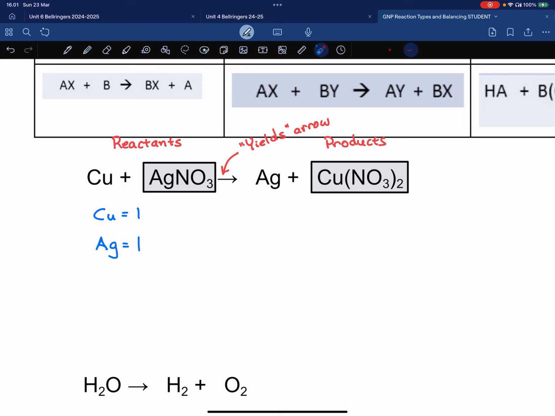Now this time I'm not going to count nitrogen and oxygen separately. The reason is that those are both part of a polyatomic ion and they are the same on both sides. They do not change. So I'm going to take a little shortcut and just do NO3. NO3, there is only one of them on this side. Now on the other side, copper, there's one. Silver, there's one. And NO3, there are two of them.